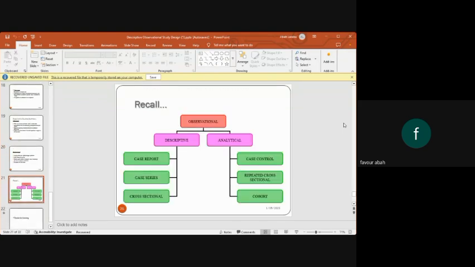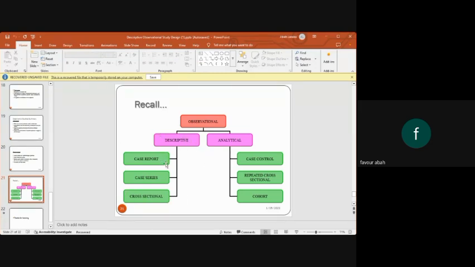So this is a summary of what I've been talking about. I started from the research approach. I said we have quantitative, we have qualitative, and we have a mixed method. Then I said under quantitative, we have observational and we have experimental. Tonight we're looking at observational, and under observational we have descriptive and analytical. Our goal for tonight was basically descriptive research design.